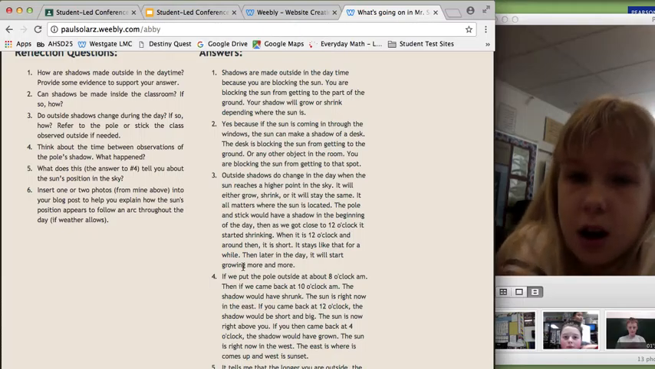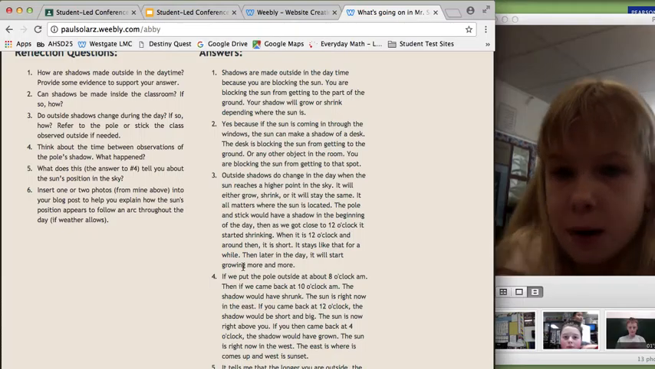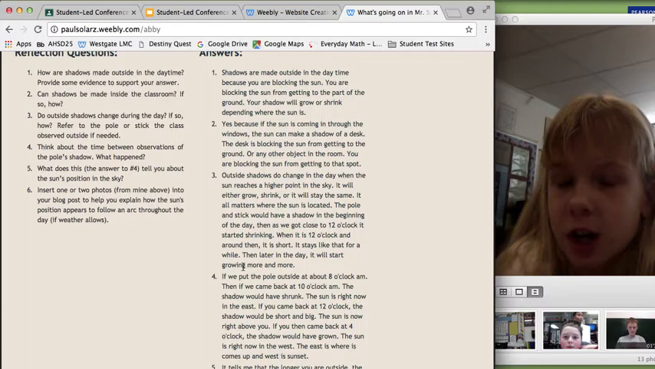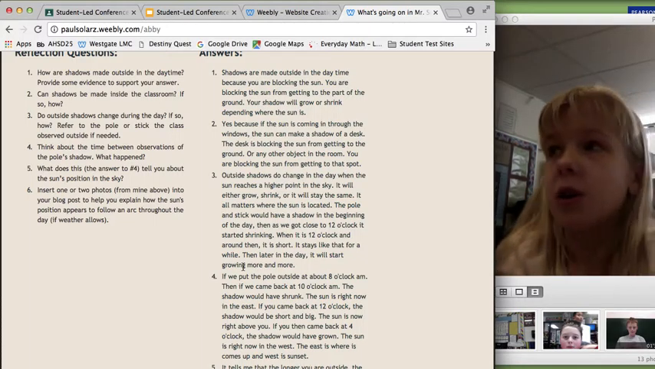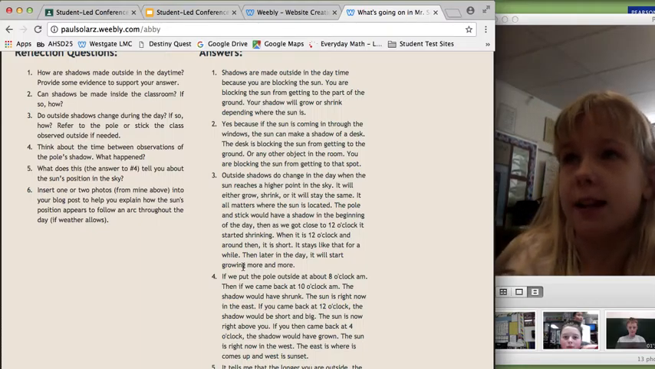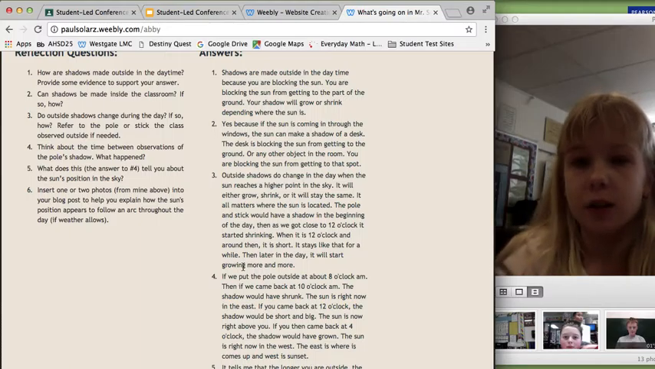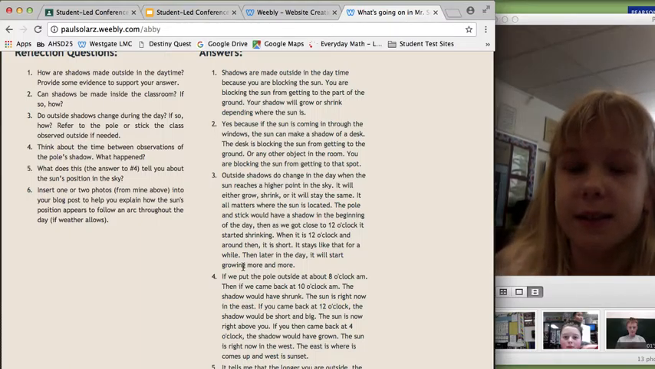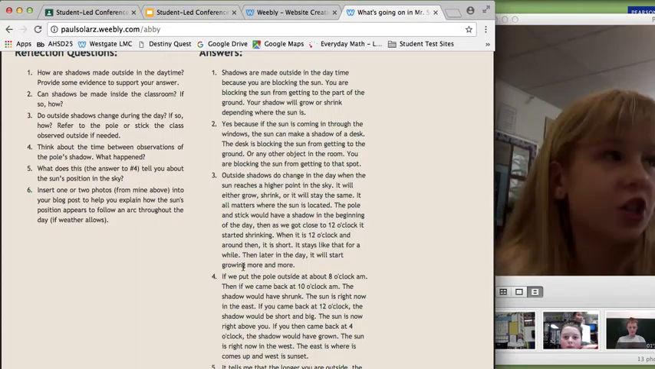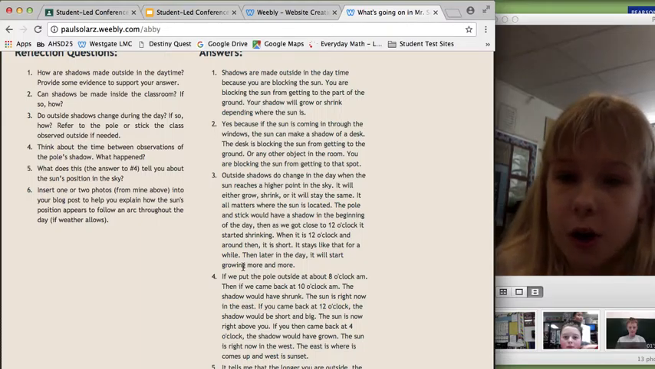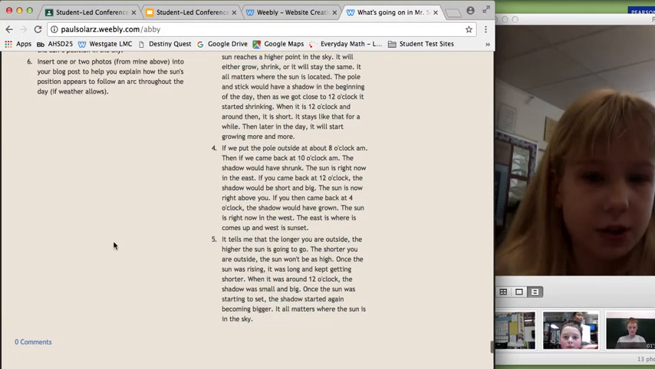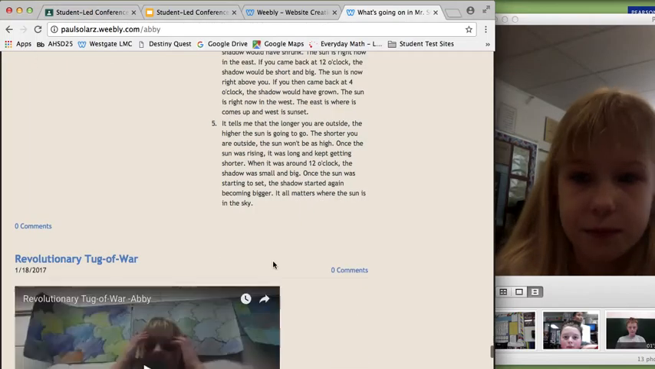The next one: think about the time between observation and the shadows. What happened? So the time between the observation, like what happened when you went out there, say 9:23, then you went out at 10:35. What happened to that shadow? Number 5, what does the answer to 4 tell you about the sun's position in the sky? Number 6, insert 1 or 2 photos. Oh, we weren't able to do this, so that's why I don't have number 6 down here.